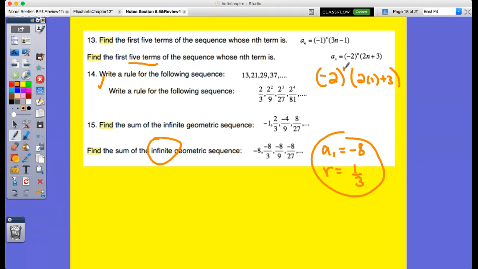So -2 to the first in parentheses is -2. And then this would be 2 times 1 is 2. 2 plus 3 is 5. Okay. So technically you could work inside the parentheses first and then the exponent, but it wouldn't make a difference. -2 times 5 is -10. So that would be the first term, and you would just find the first 5 terms of that.